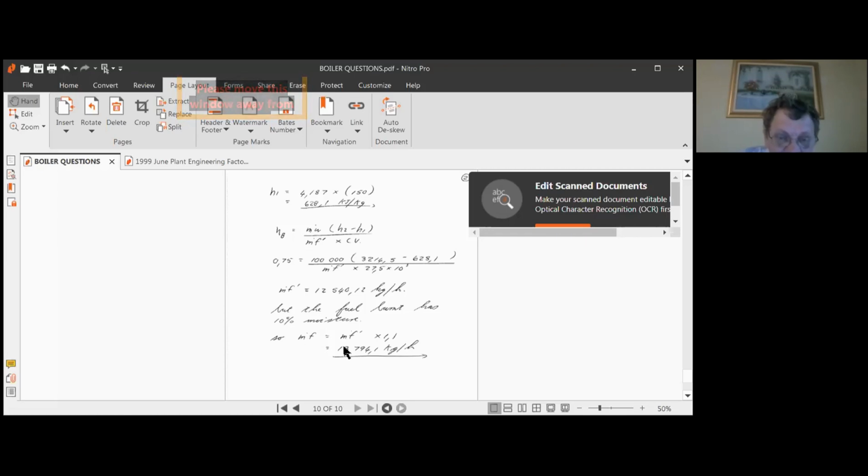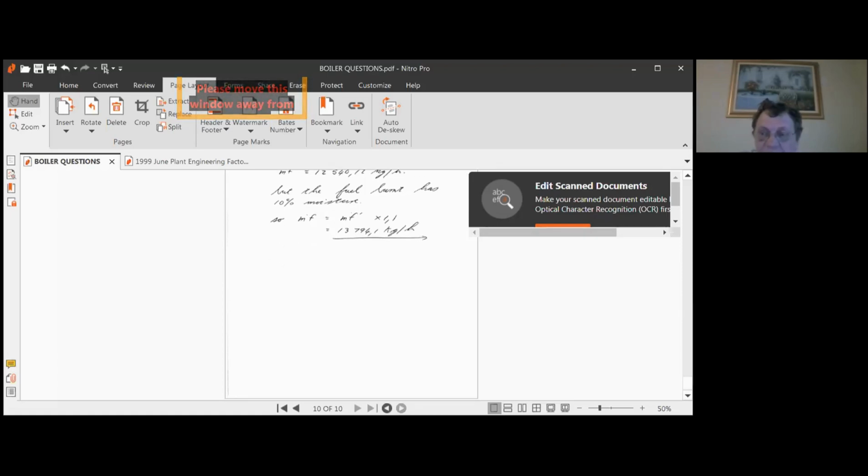So the mass of fuel will be the mass of fuel times 1.1, because you will need more fuel to burn that 10% of moisture. You'll burn more fuel because you've got that 10% moisture on the fuel already, to be able to get these enthalpies that I'm talking about. And that's it.